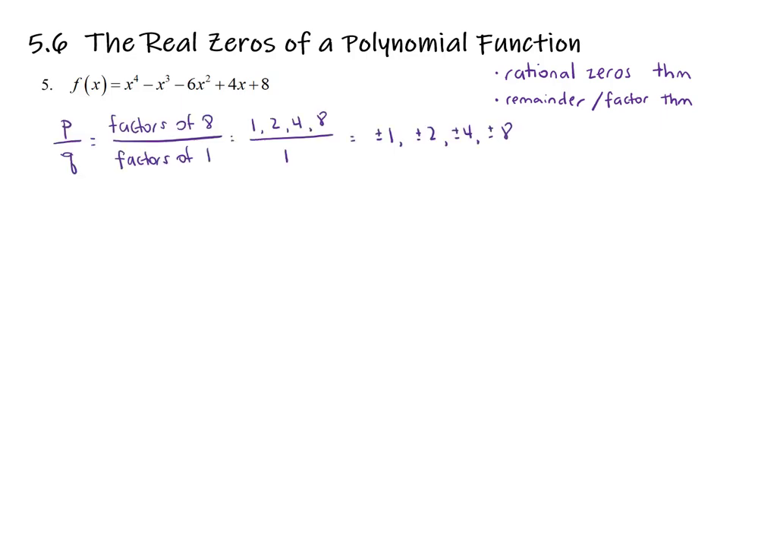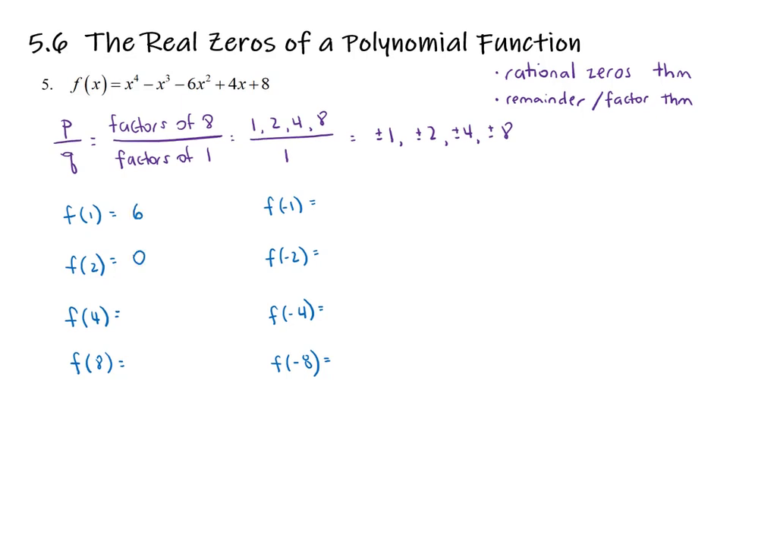Looking at the factors of p, which is 8, and the factors of q, which is 1, we get 1, 2, 4, and 8 divided by 1. So we only have those 4 options, or rather 8 options, if you consider the plus and minus 1, plus and minus 2, plus and minus 4, plus and minus 8. So let's go ahead and set that up to plug those into the function. So we're going to take all of these 8 factors and plug them into the function and see what results we get. Because if we know the results, we know the remainder, and if the remainder is 0, then it's a factor.